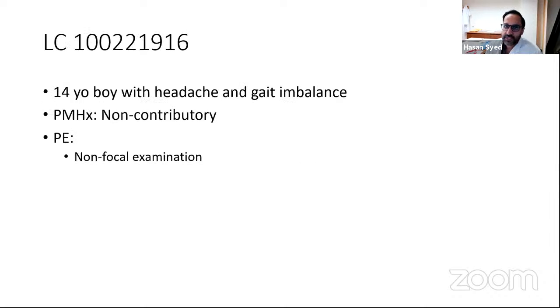This first case is of a 14-year-old boy who presented to our emergency room with headaches and gait imbalance. His headaches were morning headaches that woke him up. Otherwise, his history was non-contributory, and on physical exam there was a non-focal examination. But because of this history and the worry from the mother, the ER ended up doing imaging studies.